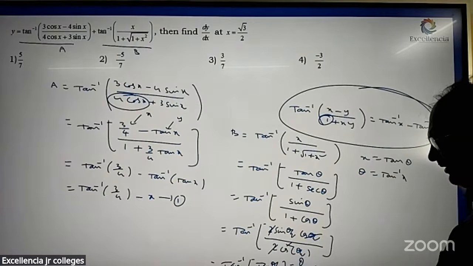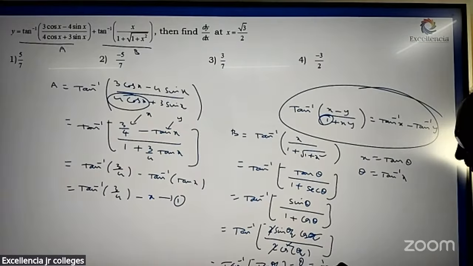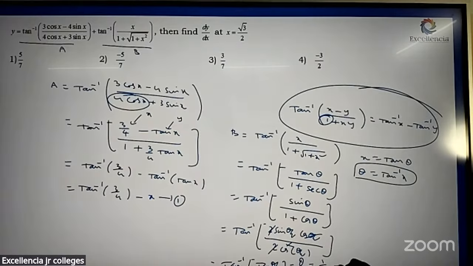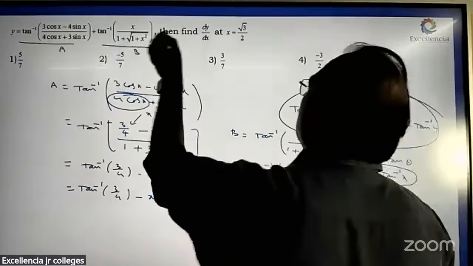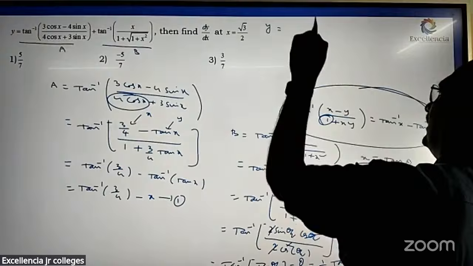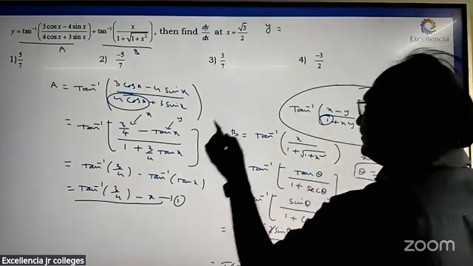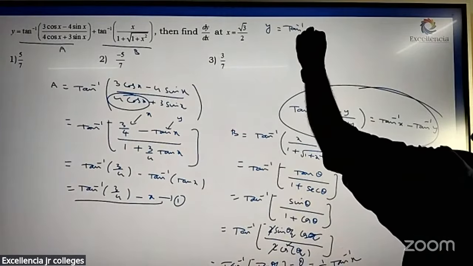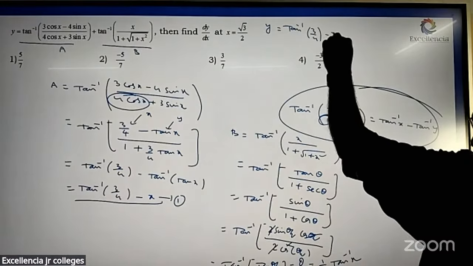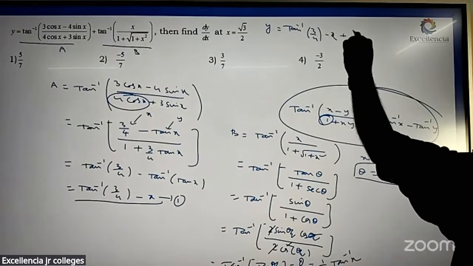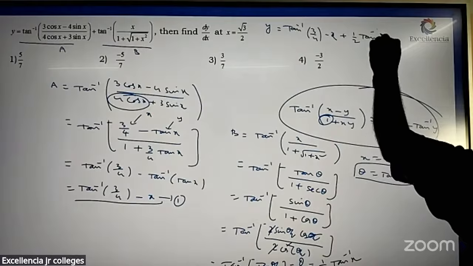Nothing is there in this. Theta by 2. 1 by 2 into theta is nothing but tan inverse 6. So the function becomes what? Now y is equal to, what is y? A plus 3. A is nothing but this, tan inverse of 3 by 4, minus 6 plus 1 by 2 tan inverse 6. This is b.